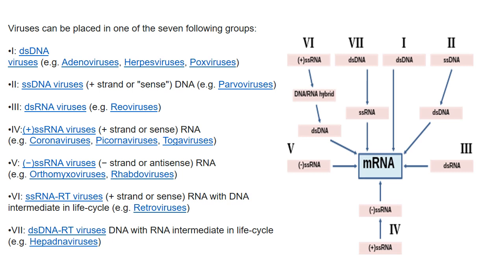These are the 7 classes of Baltimore. Class 1 is double-stranded DNA viruses. Examples are adenoviruses, herpesviruses, and poxviruses. Class 2, single-stranded DNA viruses. They are positive sense DNA. An example is parvoviruses. Class 3 is double-stranded RNA viruses.